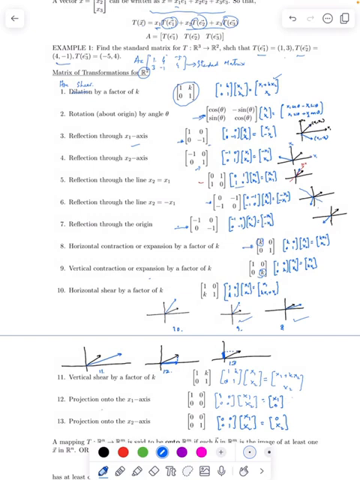Projection onto the x-axis. If you have a matrix like this, 1 0 0 0, what it gives you is the projection of the shape on the x1 axis, and if we put the 1 in this other position, it gives the projection on the x2 axis.